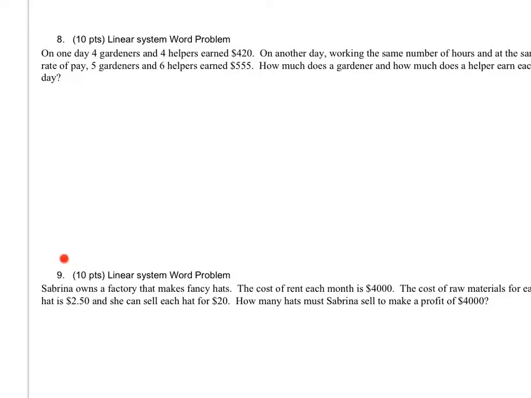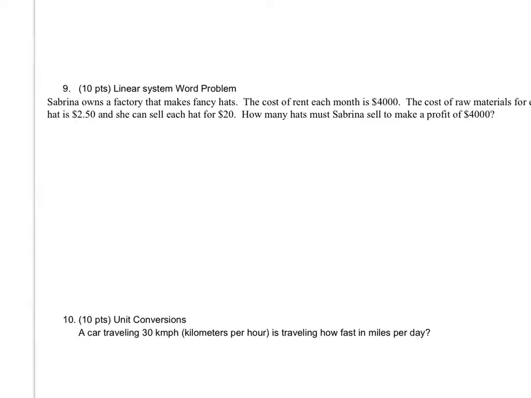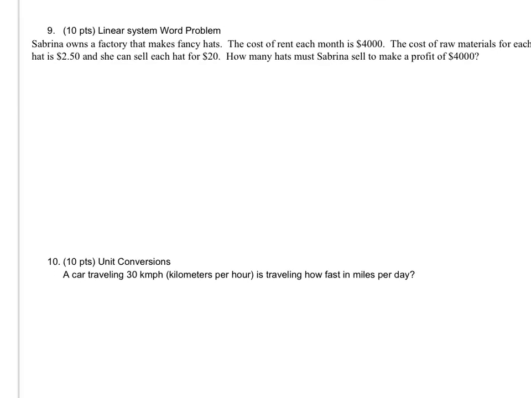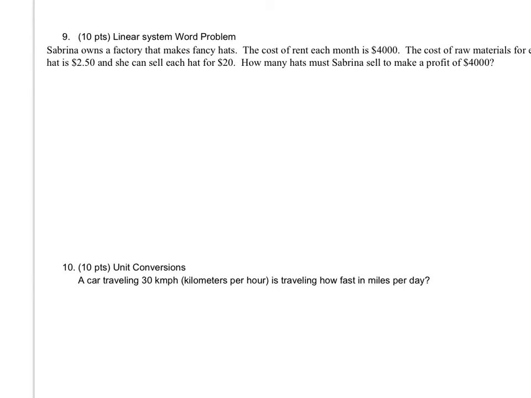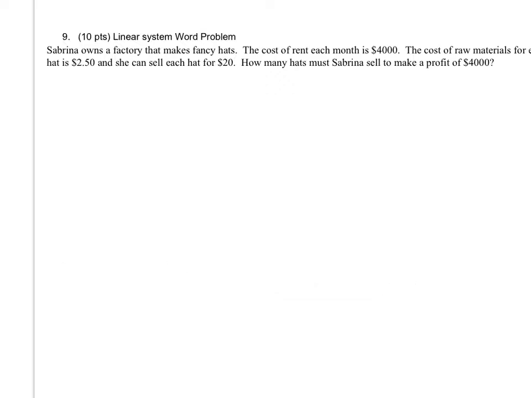Let's jump ahead to question number 9, but before we do, I need to say that on this particular problem, the linear system word problem, question number 8, I've already made video tutorials detailing every step to solving this problem, so you're going to want to reference that if you're feeling a little bit confused. But let's start with linear system word problems, and I can see that this is Sabrina again. She's got this factory, and it says that the cost of rent is $4,000. The cost of raw materials for each hat, it looks like, is $250.